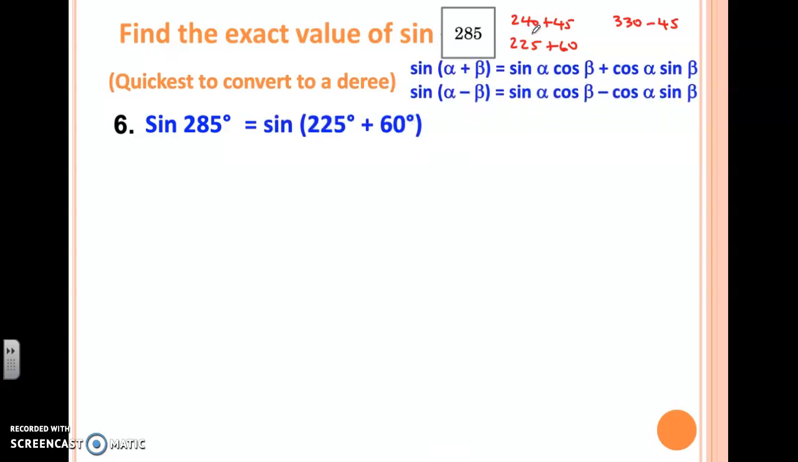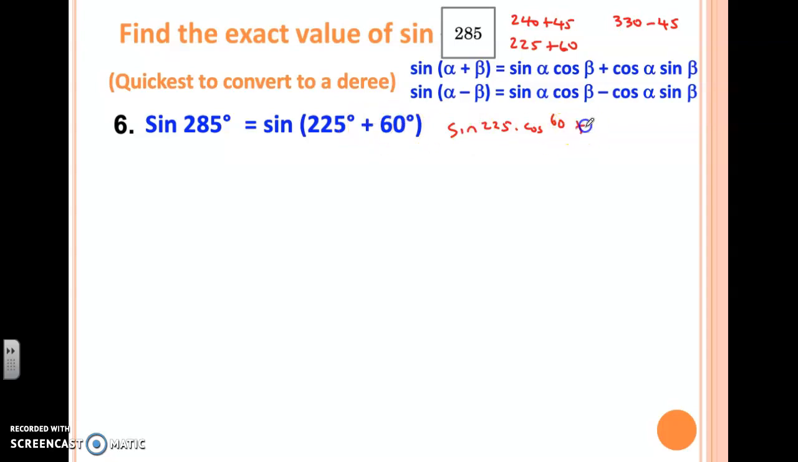It's a sine, so let me bring the sine identity. So sine of 225 plus 60, my identity is sine of the first angle times cosine of the second one, plus, the sign will be the same. If it's a sum, then it will be a sum in my identity. My first part is sine of the first angle times cosine of the second one, which is 60.